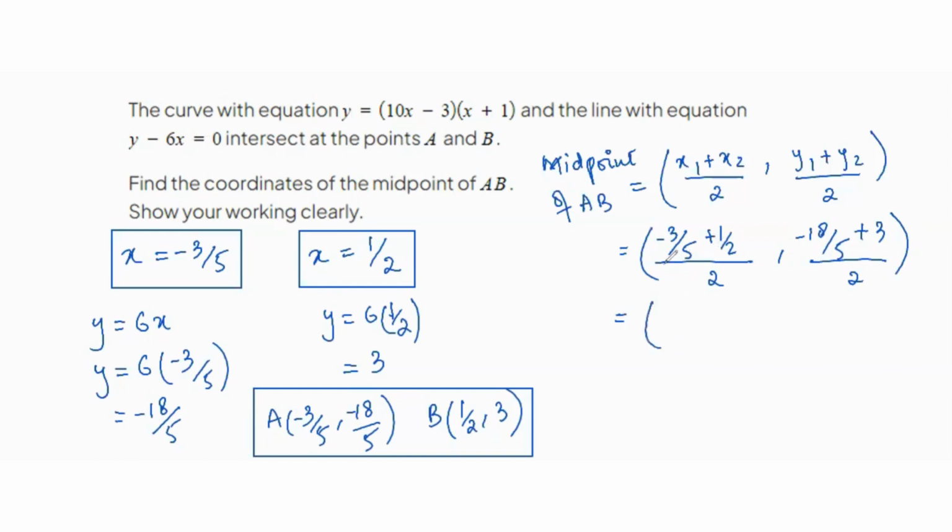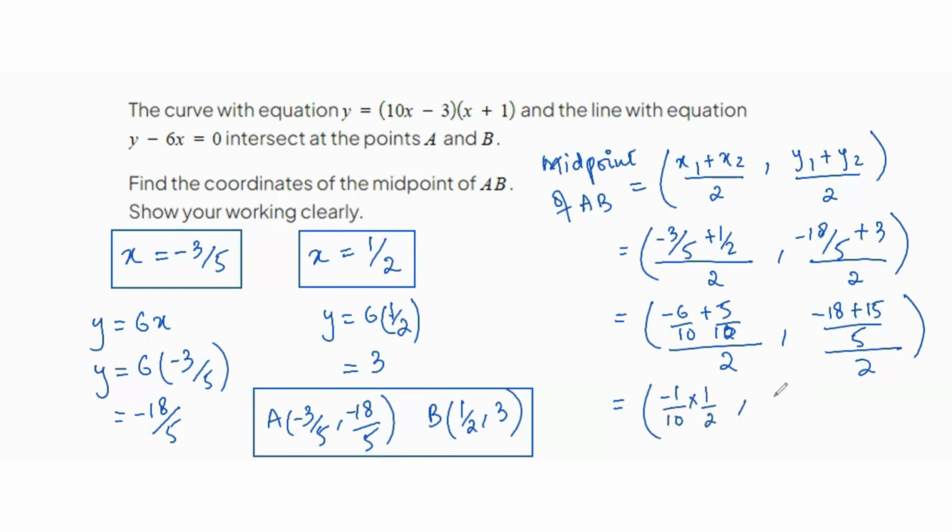Now, negative 3 by 5 plus 1 over 2 is basically going to be negative 6 over 10 plus 5 over 10, over 2. And negative 18 by 5 plus 3 is negative 18 plus 15 over 5, over 2. So that is negative 1 over 10 times 1 over 2, and negative 3 over 5 times 1 over 2, which is basically negative 1 over 20 and negative 3 over 10. That is your midpoint of AB.